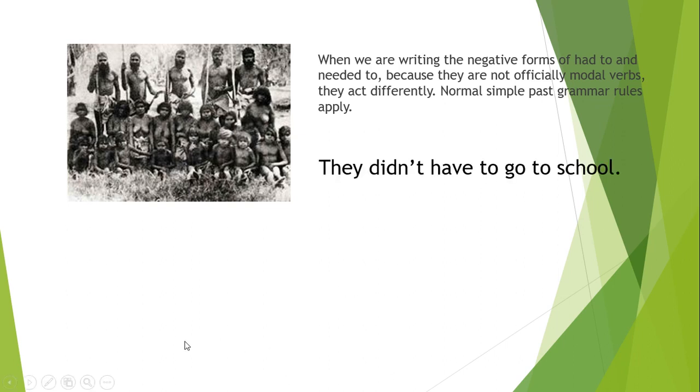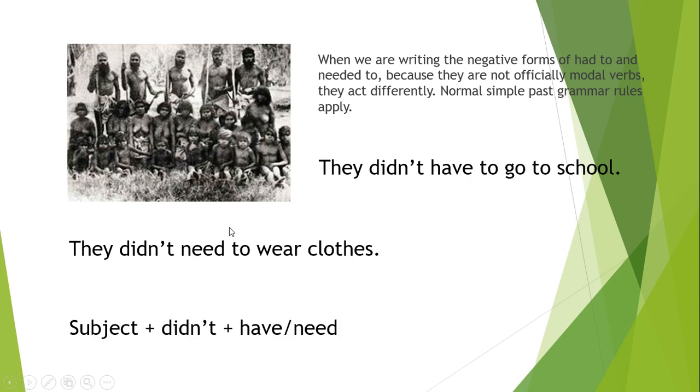So, they didn't have to go to school. Notice here that when we say have to, it's an obligation, but when we say they didn't have to, it's saying just that they weren't obligated. Not saying that it was prohibited, but it was not obligated. They didn't need to wear clothes. Now again, remember the past simple grammar rules. If we use the auxiliary didn't, the verb then goes in the present tense. So, in this case, subject plus didn't plus have or need.